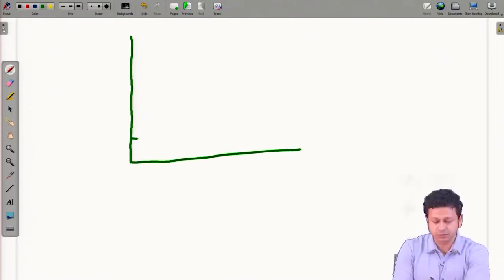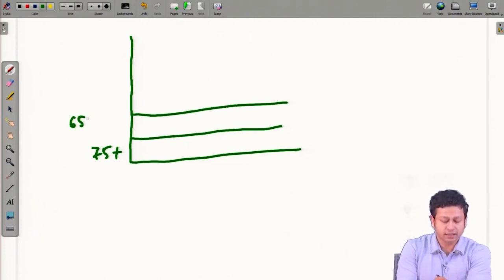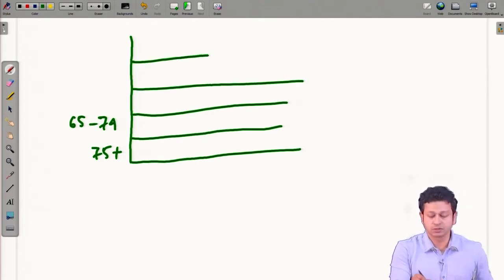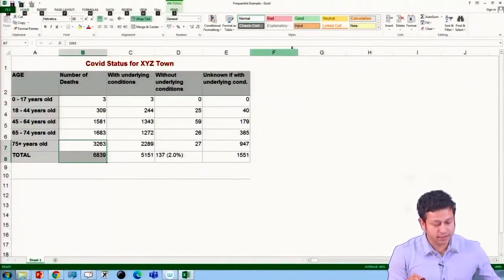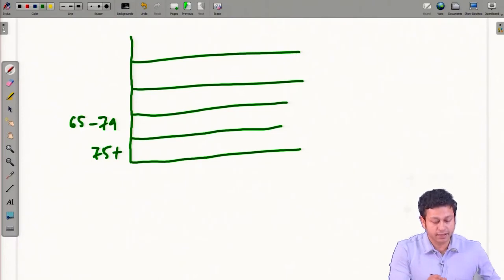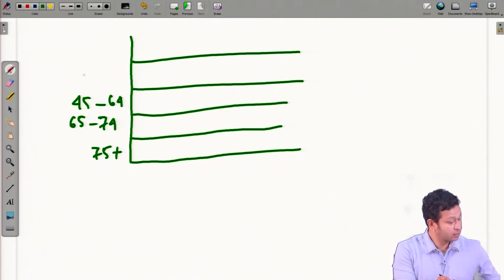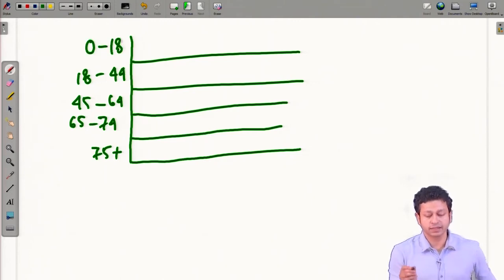all these different age groups, right. So, my age groups: I had 75 and above, then I had 65 to 74, and then I had another age group. Let me just check the numbers here: 0 to 17, 18 to 44, 45 to 64, and this was 18 to 44 and 0 to 18. These were my different age groups, right.